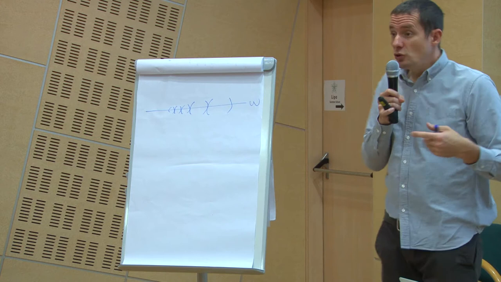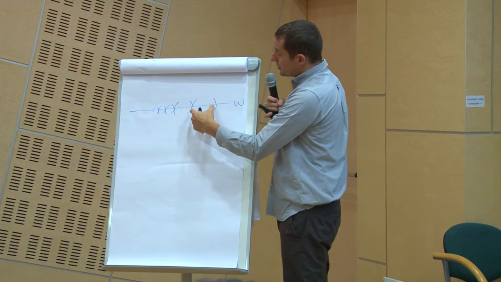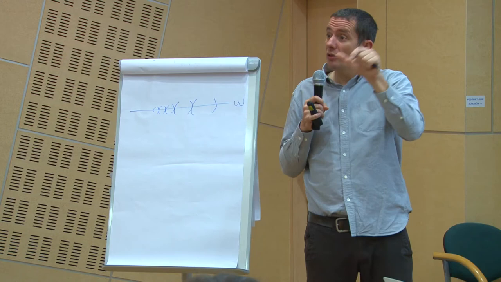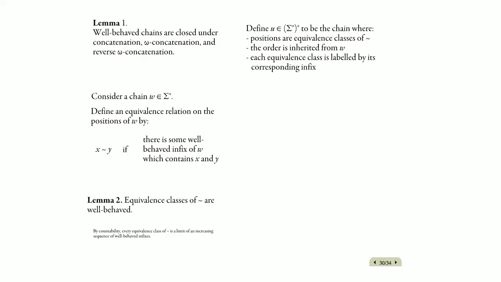And I define a new chain. This is a chain of chains, which corresponds to exactly this. So the positions are equivalence classes, and inside I have the contents of this equivalence class. Yes? The chain of chains. It corresponds to the factorization of the chain along the equivalence classes. So this is the chain U. It's a chain of chains. So the positions are equivalence classes of this equivalence relation, and each equivalence class is labeled by its corresponding infix. Okay?